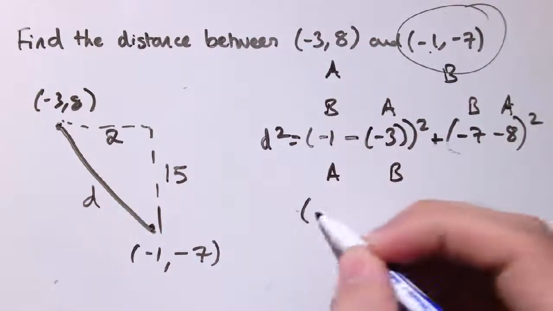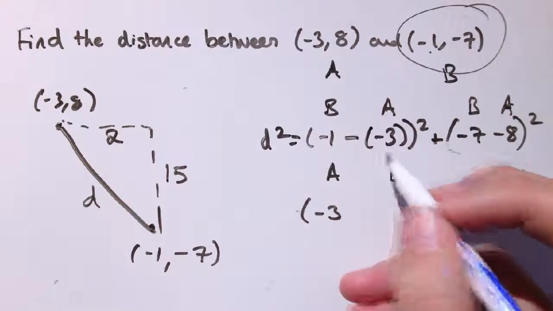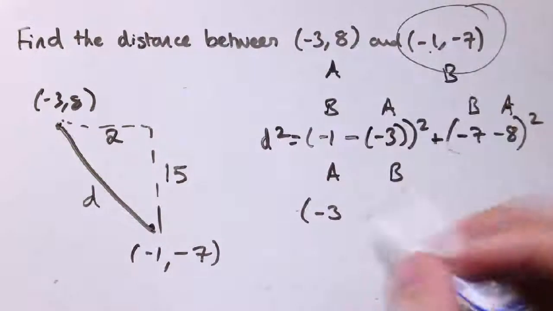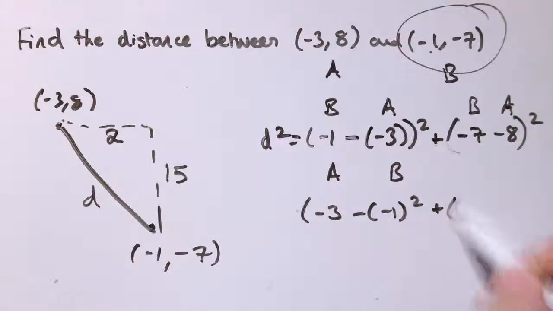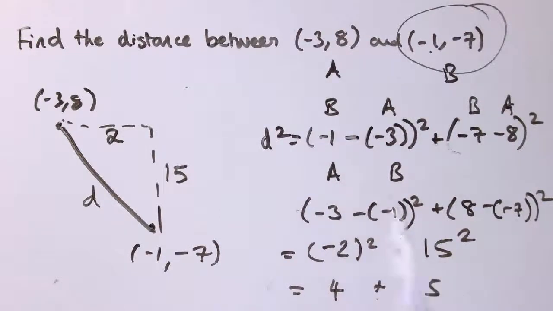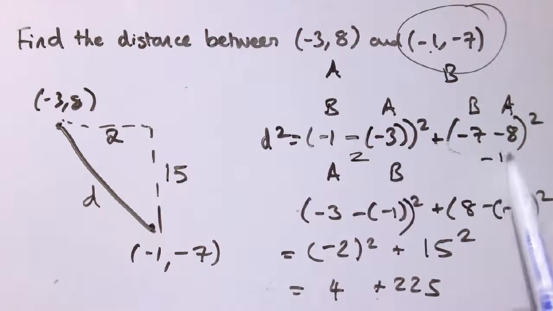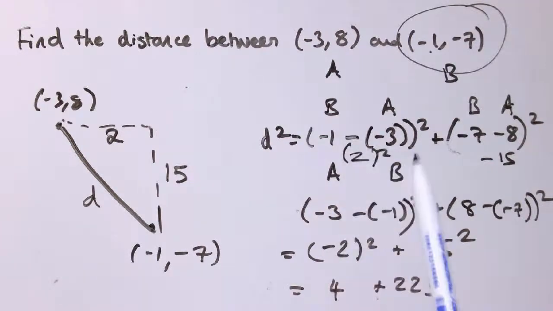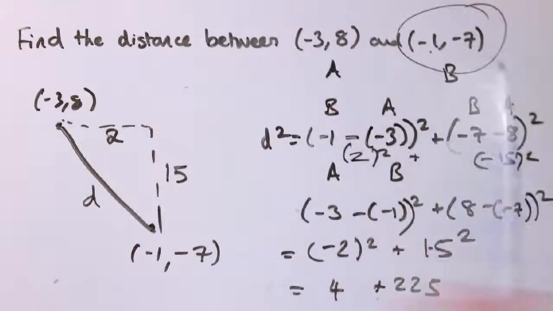I'd have -3 minus -1 squared, and then I'd have 8 minus -7 squared. So there's a bracket in there, -3 minus -1, which is -2 squared, plus 8 minus -7, which is 15 squared. So again I get 4 plus 225. Here I had a 2 and minus 15, here I got minus 2 and 15, but because I'm squaring them, it doesn't make any difference. So you can do it either way around, but you do have to be consistent.